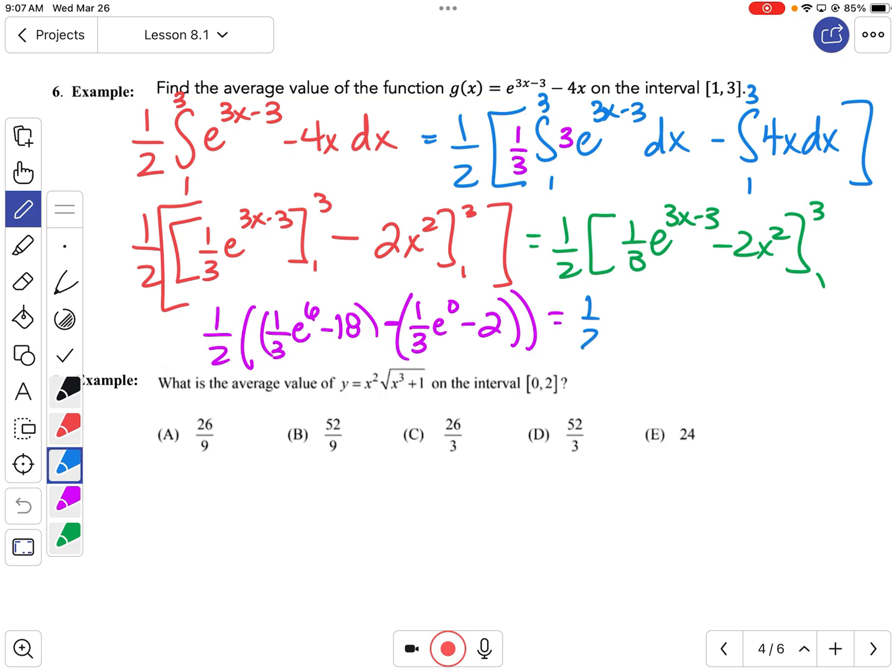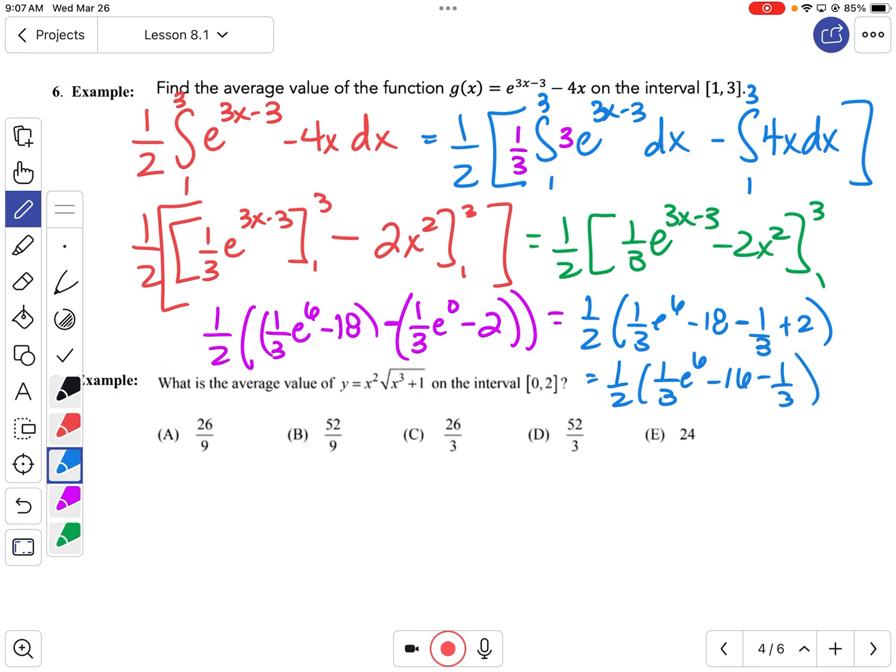So I have 1/2 times 1/3 e to the 6th minus 18. What is 1/3 times e to the 0? Minus 1/3, and then minus a negative 2 would be plus 2. So I have 1/2 times 1/3 e to the 6th minus 16 minus a third. I'd probably use a decimal approximation. I didn't tell you that was calculator active. Okay, so I think you get 59.071.